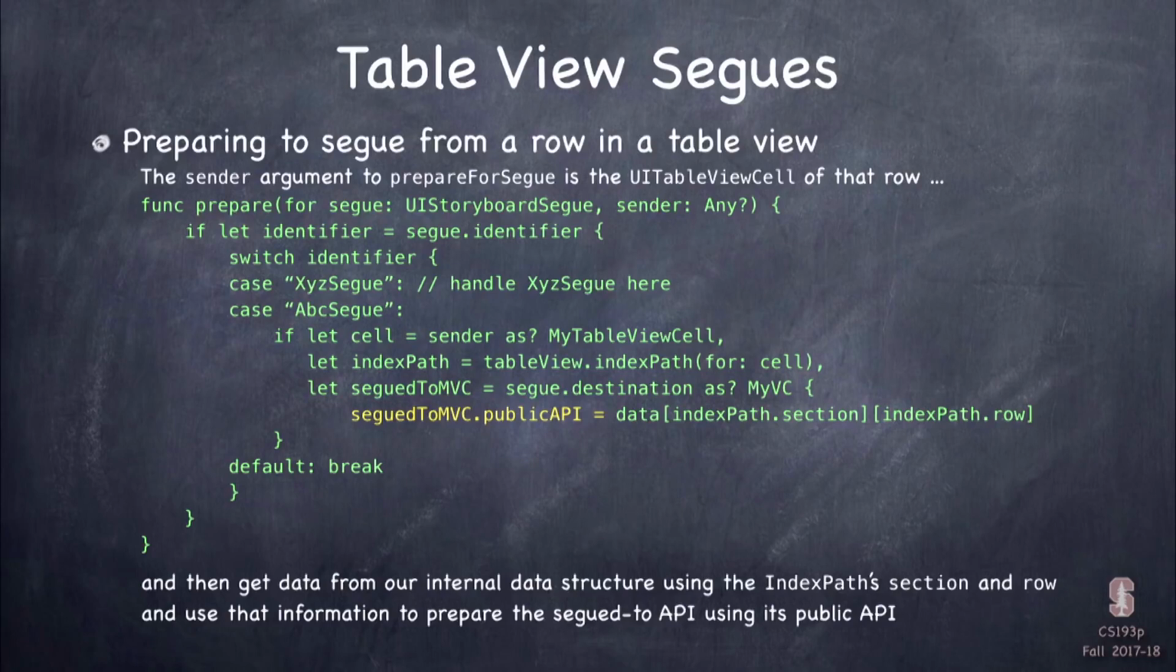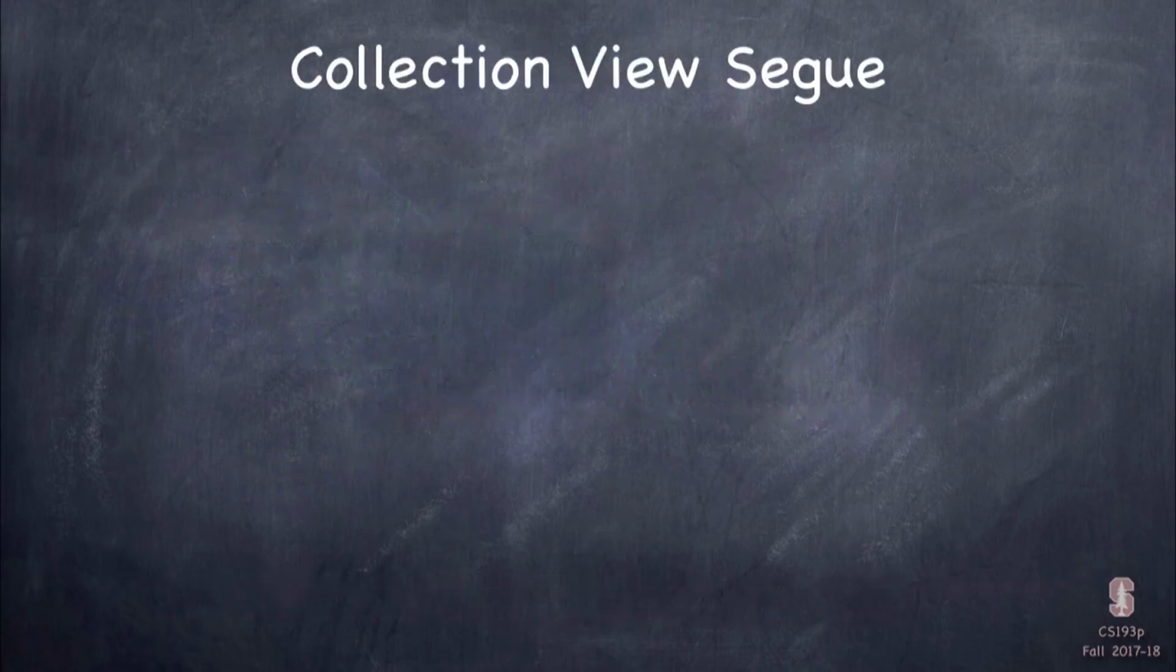The sender is going to be a table view cell. You need to go indexPath(for: cell) to find out which index path. Then you can segue. What about segueing from a collection view item?